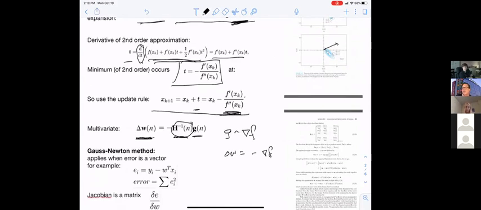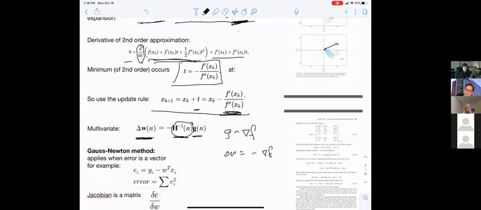Suppose the Hessian were diagonal, right? If the Hessian were diagonal, then you're basically going to scale how much you move along each dimension by the inverse of the second derivatives. Right? So the bigger the second derivative, the smaller you're going to move. The smaller the second derivative, the bigger you're going to move. That actually kind of makes sense, right?